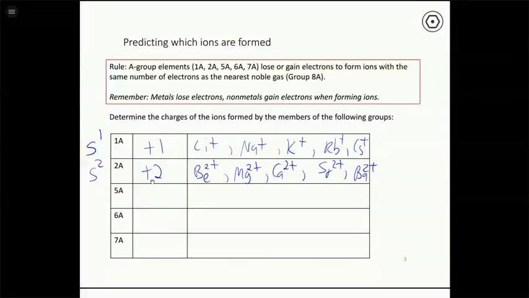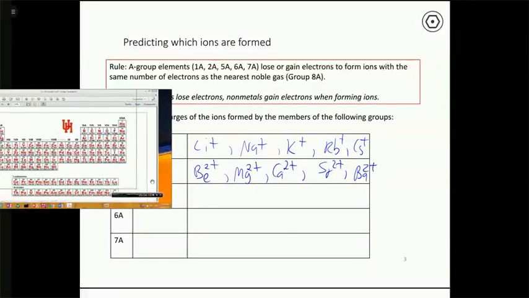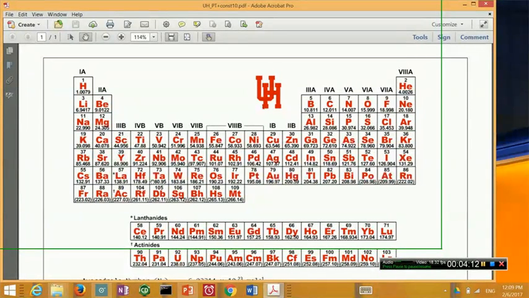Now, if we go into the nonmetals, Group 5A, 6A, and 7A, 5A is the nitrogen column, 6A is the oxygen, 7A is the fluorine. In this case, the easiest way to get to the noble gas configuration is to add electrons. If nitrogen adds 3 electrons, it has the configuration of neon. If oxygen adds 2, it has that same configuration. If fluorine adds 1. So the nonmetals, the atoms on the right-hand side of the periodic table, tend to form negatively charged ions when you form ionic compounds.